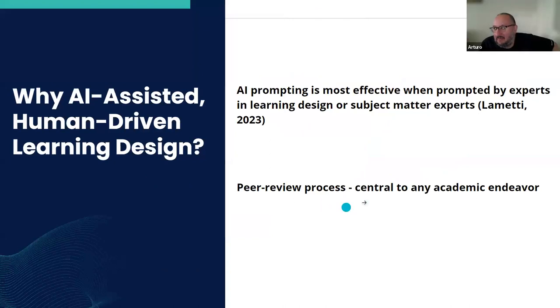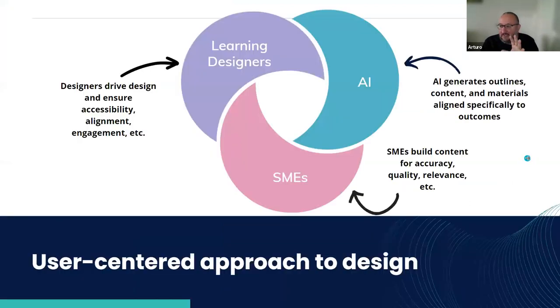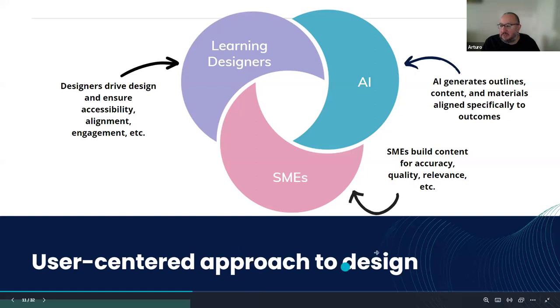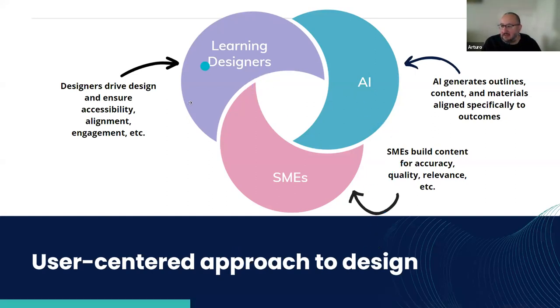I think part of what we've been mentioning before is that because AI can be so confidently incorrect, we found that prompting is most effective when you're an expert, either in learning design or a subject matter expert, or both. And our process encompasses that and accounts for it as part of what we're trying to accomplish, which is what this next image drives home. This idea that there's a synergy: we're taking a user-centered approach to design, where AI assists us both as learning designers and as subject matter experts, and as partners, as a primary tool. Perfect.